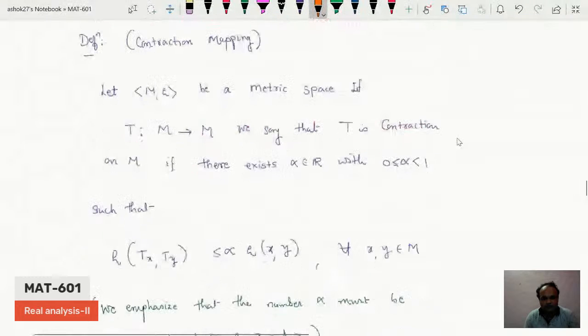Next, there is the definition of contraction mapping. What is a contraction mapping?